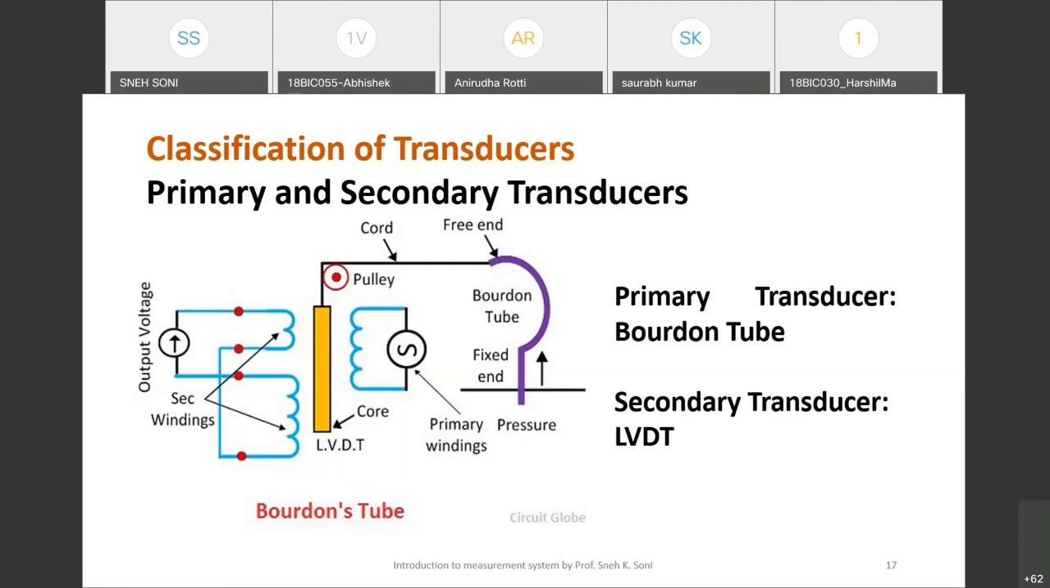Fine. So in every case we don't require a primary plus secondary combination, but in a few cases where your primary transducer is not capable of converting to the form of an electrical signal, then you will use some secondary transducer. So LVDT can be used as a secondary transducer. Okay, shall we move ahead? Primary and secondary is clear to everyone.